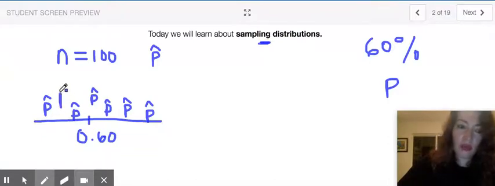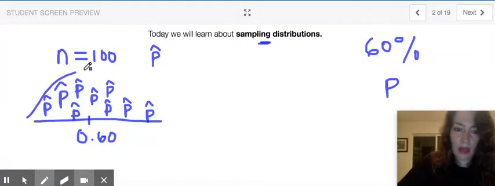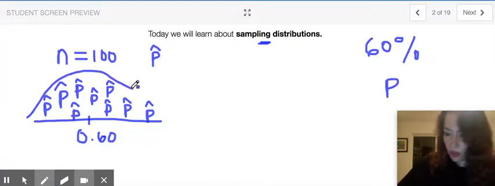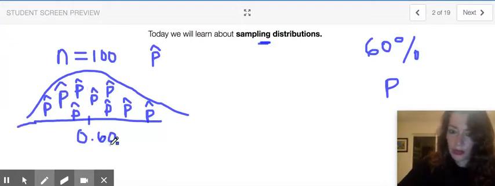After we do this many times, taking many samples of 100 people, we find that we end up with something that resembles some type of normalish curve. In other words, our population mean is 60%. When we take many, many samples, the mean proportion will resemble the mean of the population.